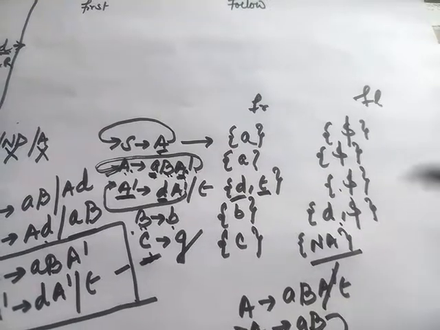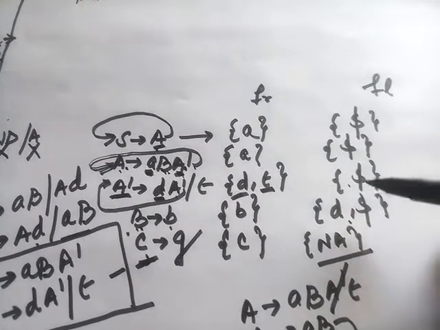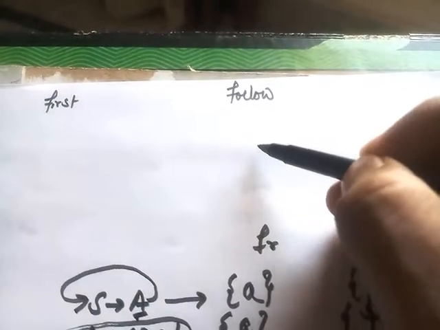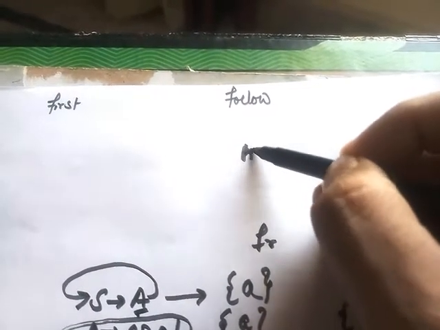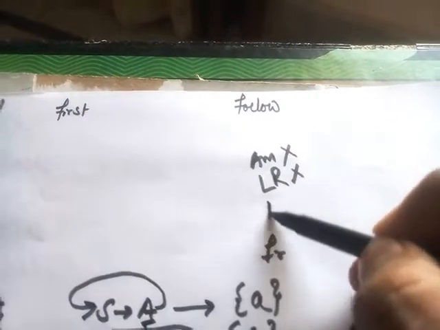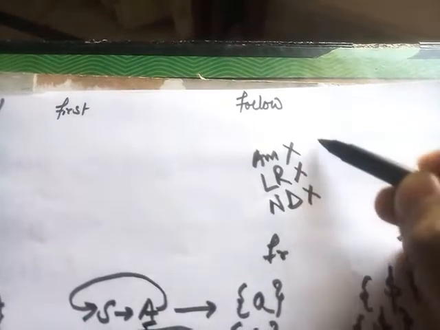So this is how to calculate the first and follow of a given set of productions. Always remember that before calculating first and follow, you should eliminate ambiguity, you should eliminate left recursive nature in a grammar, and you should eliminate non-determinism in a grammar. Only then can you find out the first and follow of a grammar.